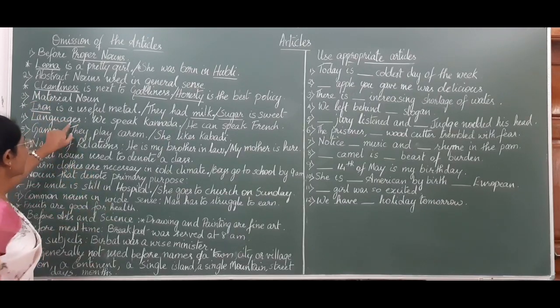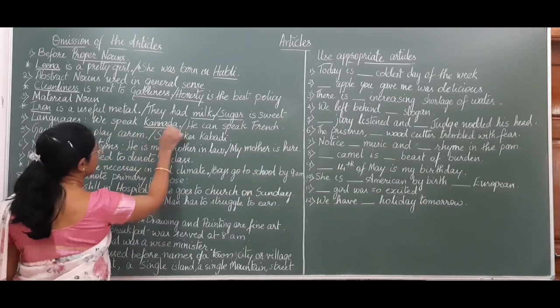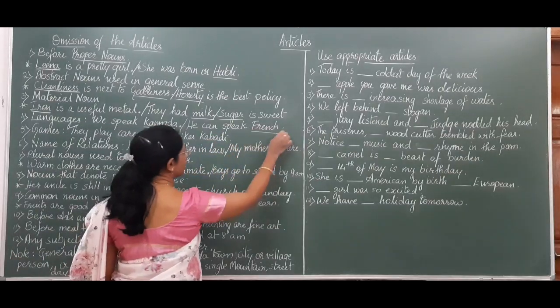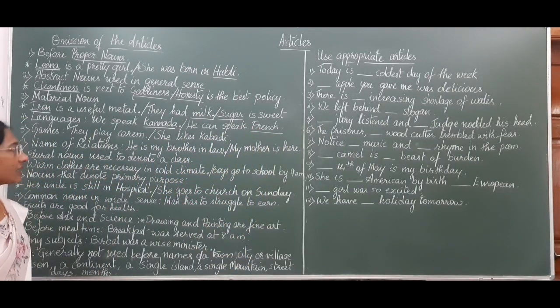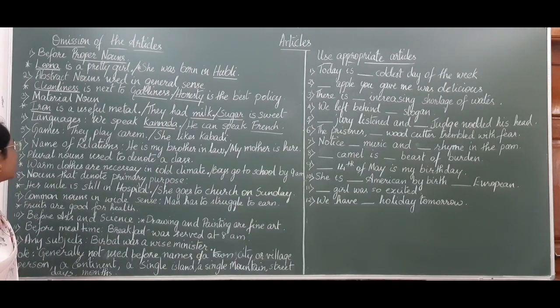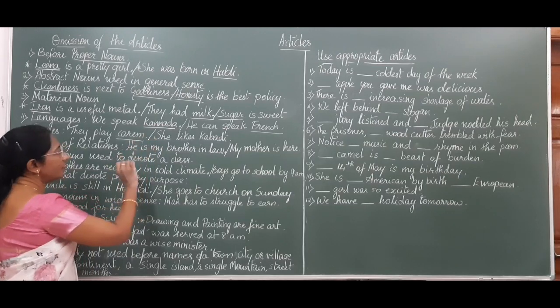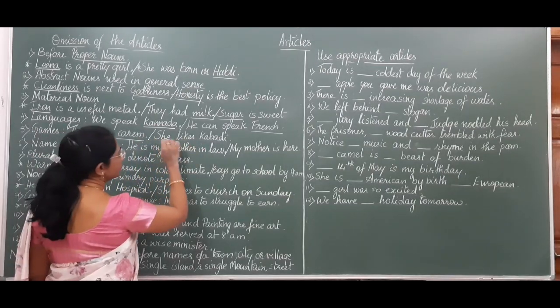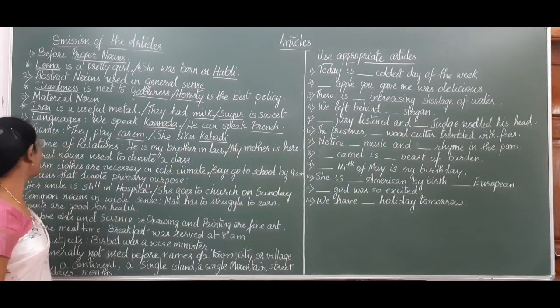Before the names of languages, we speak Kannada. He can speak French. So the language names don't take articles. Games. They play carom. So carom is a game. No need of an article before the name of games. She likes kabaddi. No need of articles.